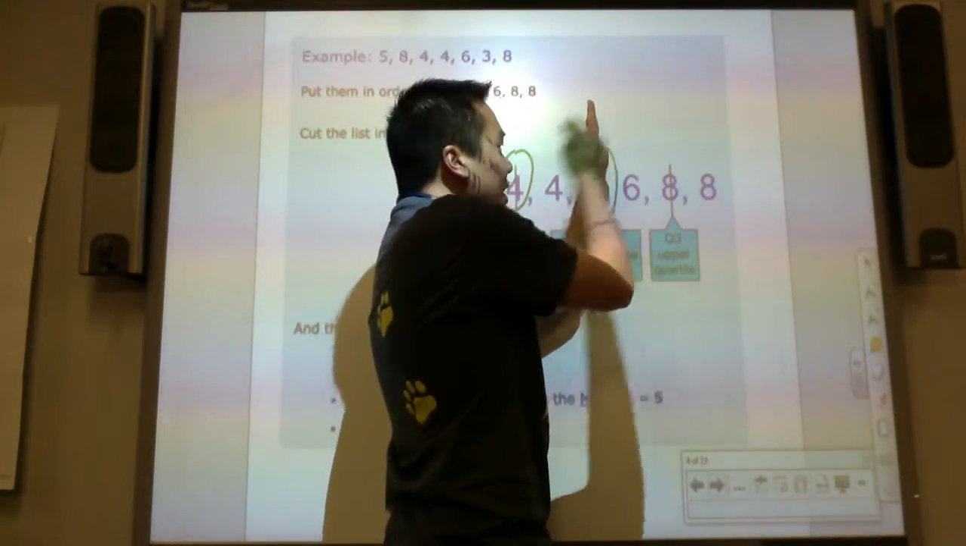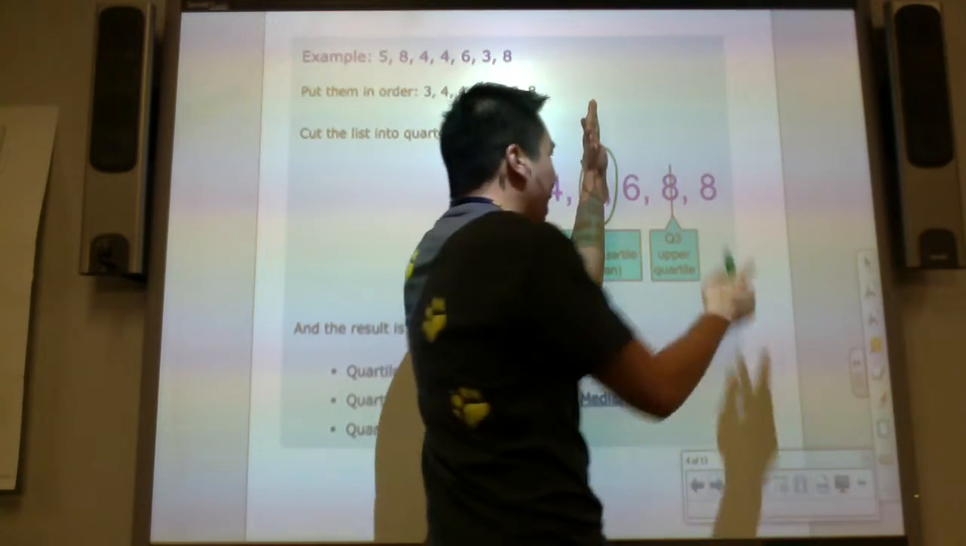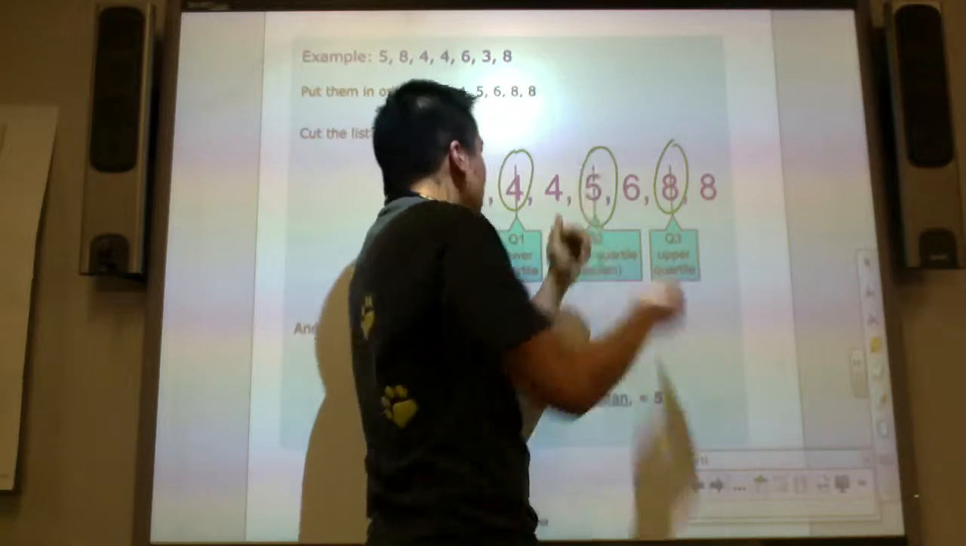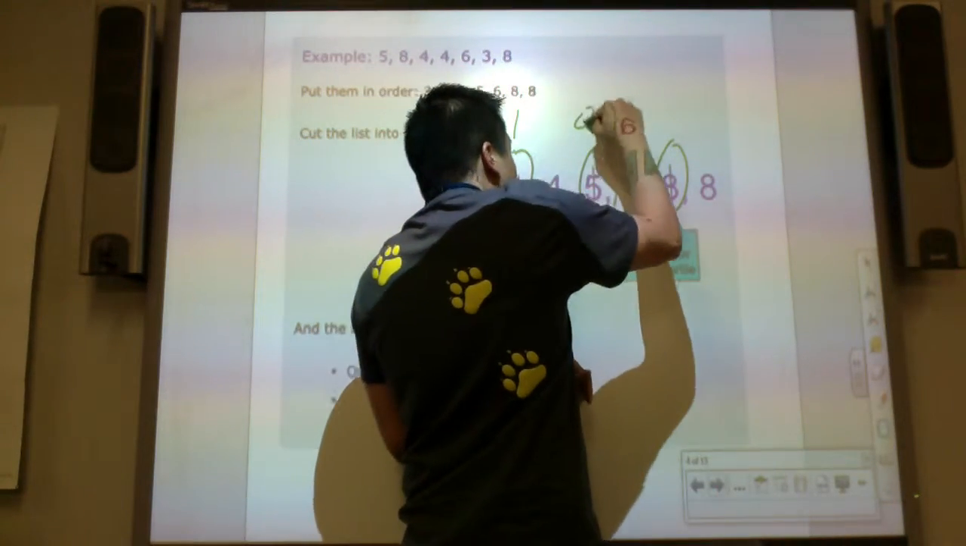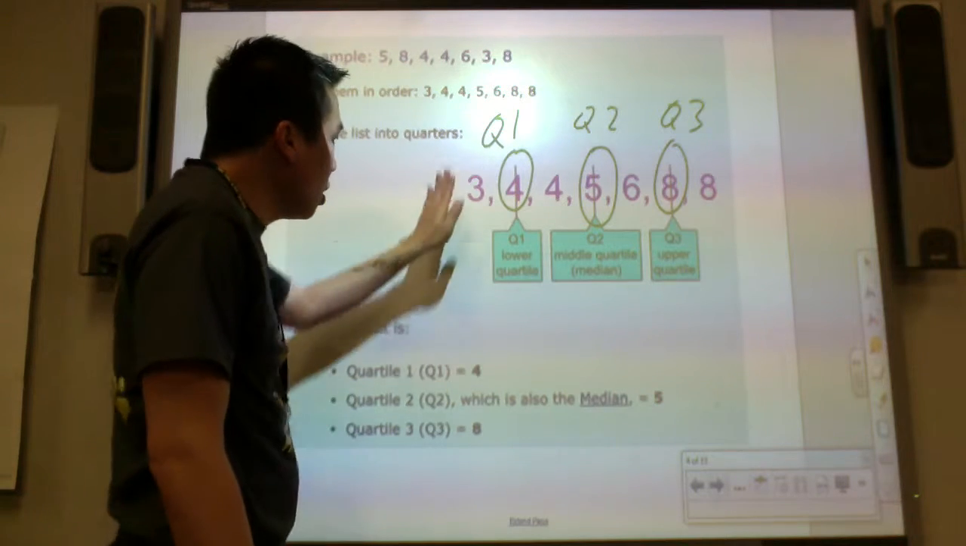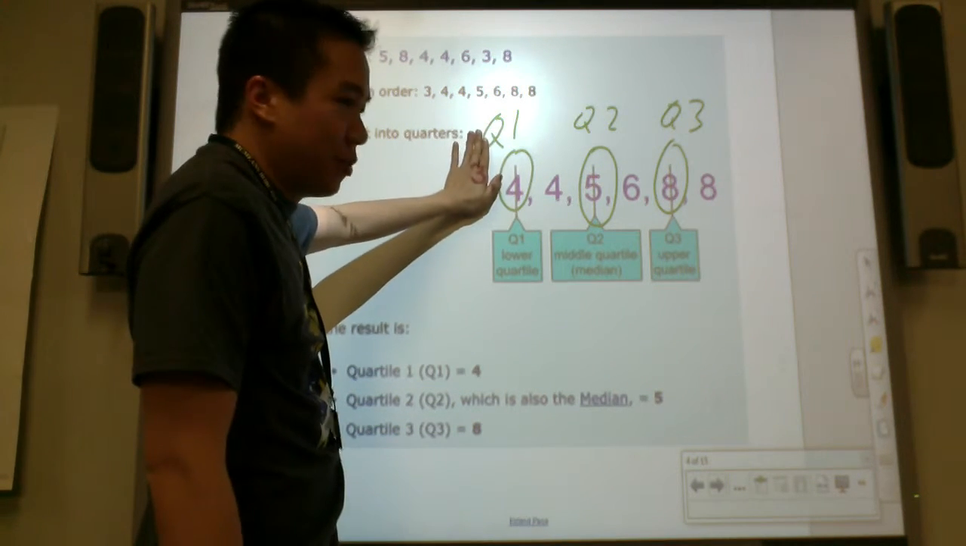We have the median right here, the halfway point. We have the lower half and the upper half. In this upper half, what is the median of the upper half? 8. This is called quartile 3. So this is called quartile 1, quartile 2, quartile 3. That means 25% of the data is here.